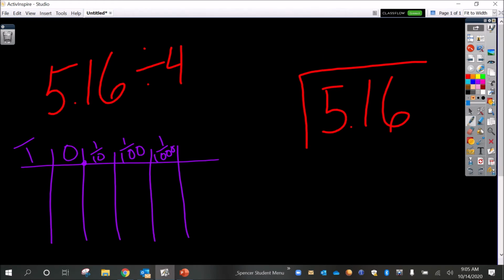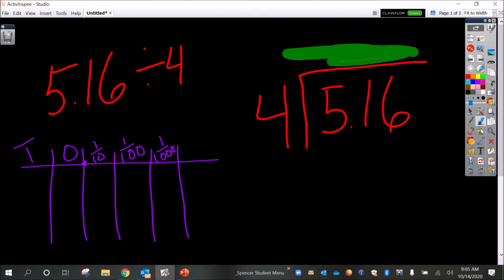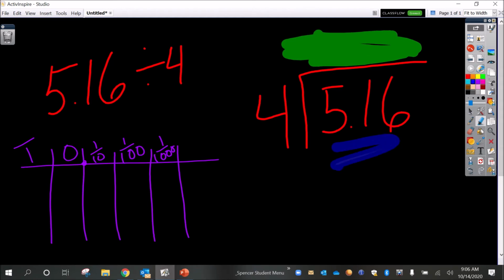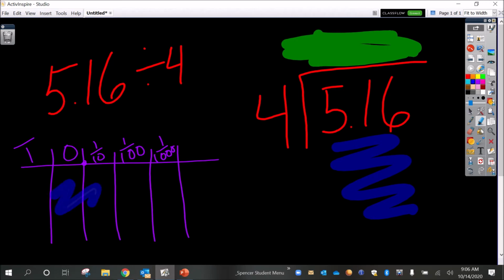So our dividend goes inside of the long division symbol, and our divisor, which is how many groups we're dividing into, goes on the outside. The quotient, the answer, is going to go up on the top. All the math that we need to do to solve it for long division goes underneath. So we use the underneath part of long division standard algorithm to help us solve the problem, just like we used the number disks over in the place value chart to help us solve the problem.